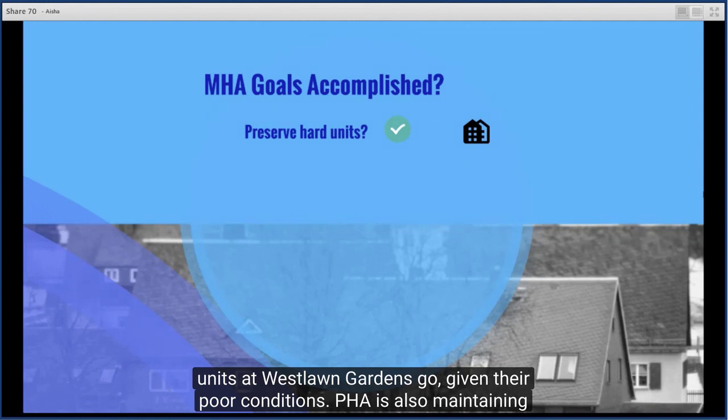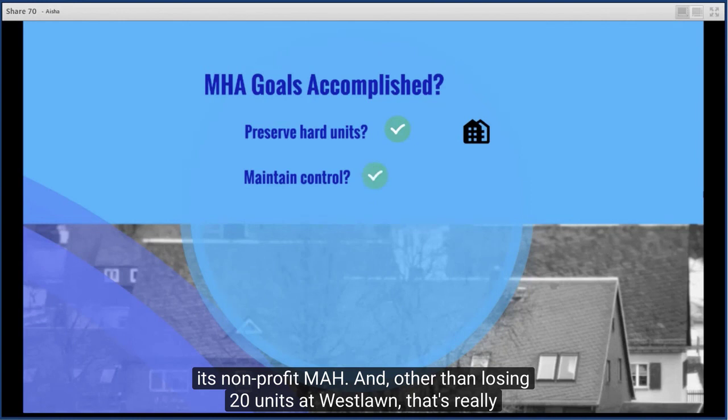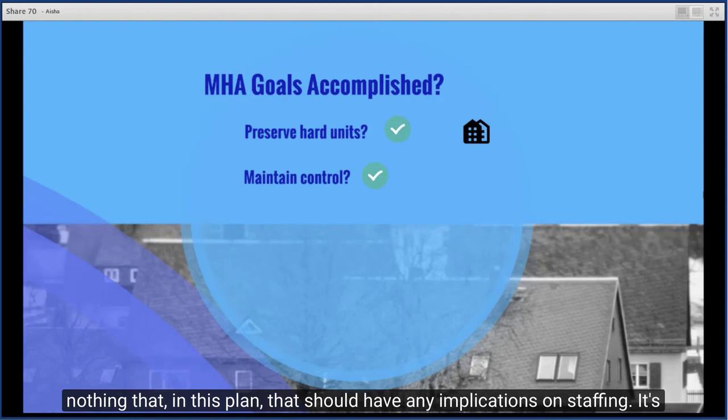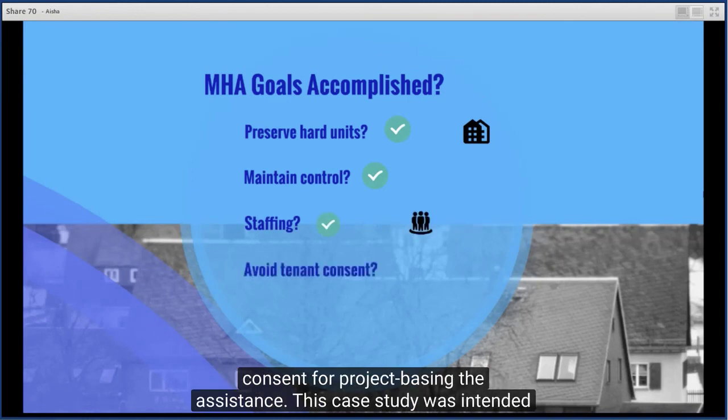PHA is also maintaining control of all assets, either directly through the PHA's ownership or through its nonprofit MAH. And other than losing 20 units at West Lawn, there's really nothing in this plan that should have any implications on staffing. It's also found a way to full conversion without having to go through tenant consent for project basing the assistance.